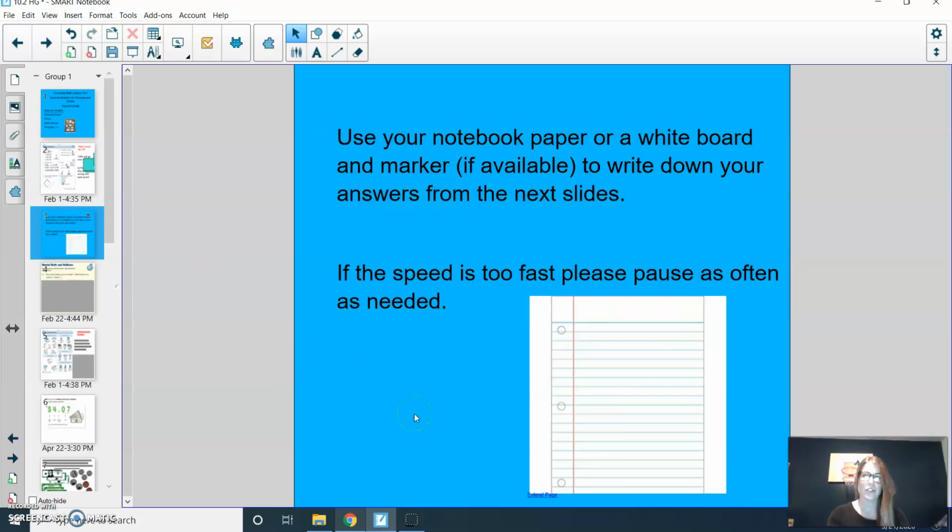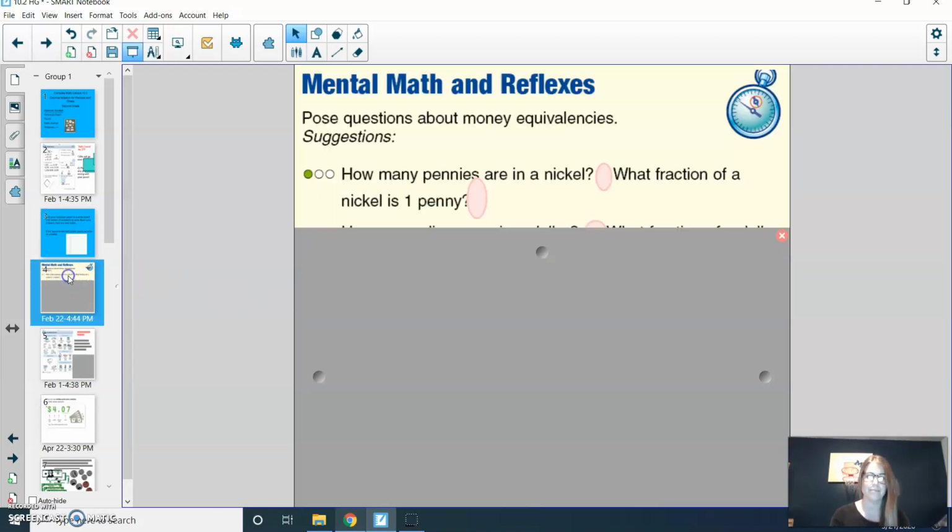If you want to use your notebook or if you have a whiteboard and marker to work from these next problems, if at any time I'm going too fast, please pause as often as needed. Write down your answer in your notebook. How many pennies are in a nickel? 5. What fraction of a nickel is 1 penny? 1/5.